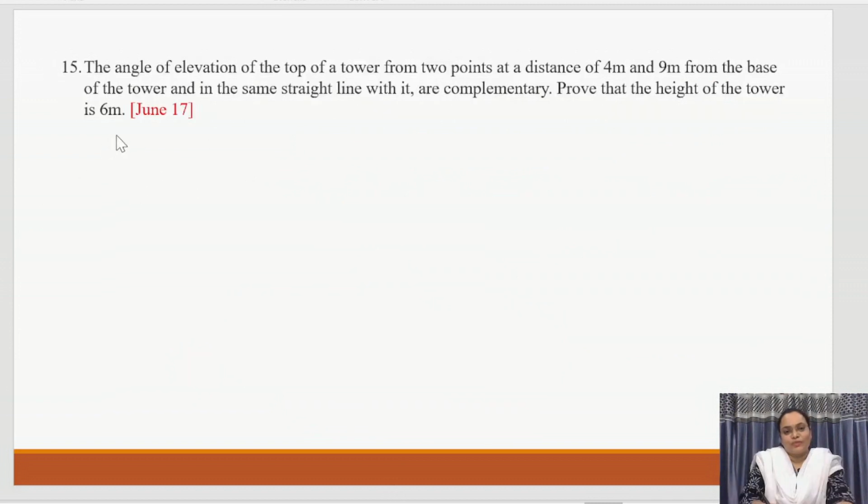So let us see the next question. The angle of elevation of the top of a tower. So this is the tower.